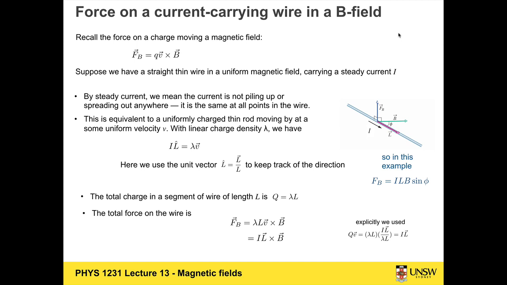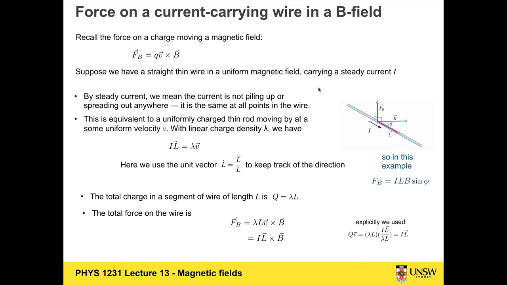Okay, once we understand that there are forces on moving charges, that is, charges moving through a magnetic field B will have a force that depends upon their velocity, perpendicular to their velocity and the magnetic field, then it's quite easy to understand that wires carrying currents will have forces on them. And we will consider steady currents. That is, the current is not piling up or spreading out anywhere. It's the same at all points in the wire.